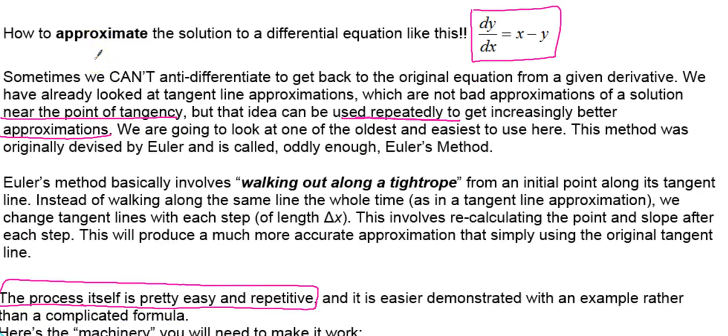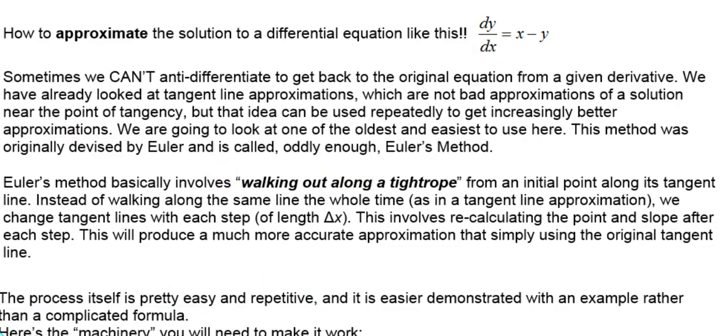How do we approximate? What is Euler's method? Euler's method is finding the equation of a tangent line multiple times. You find the equation of the tangent line at one step and then you find it again. So it's a repeated process, and it's like walking along a tightrope. Let me show you on the picture here.